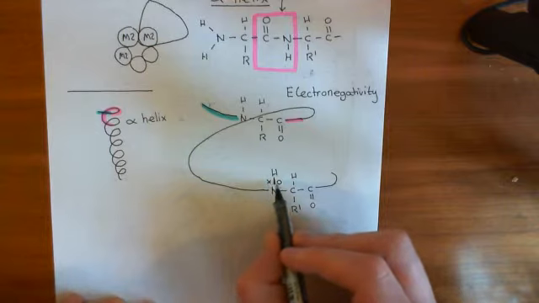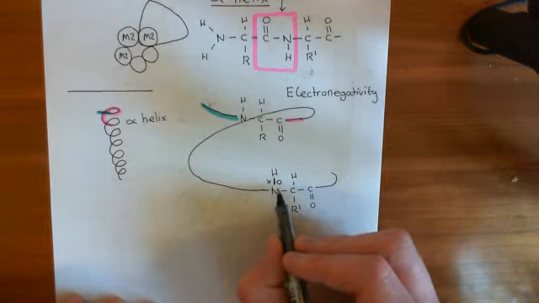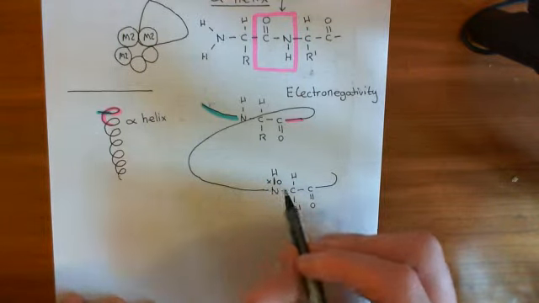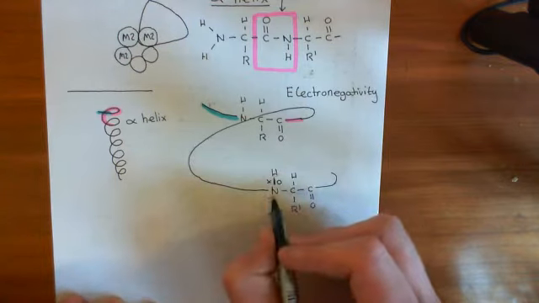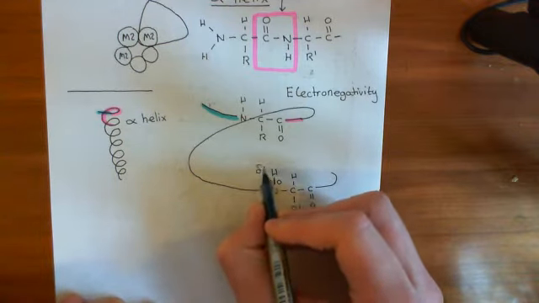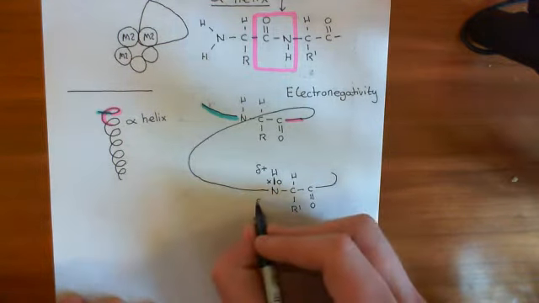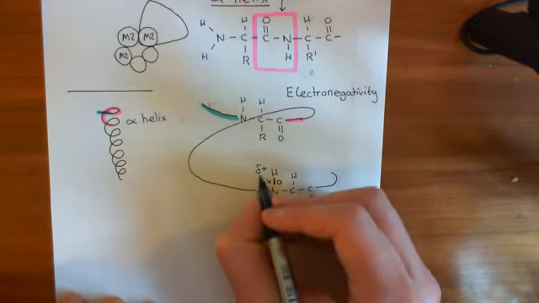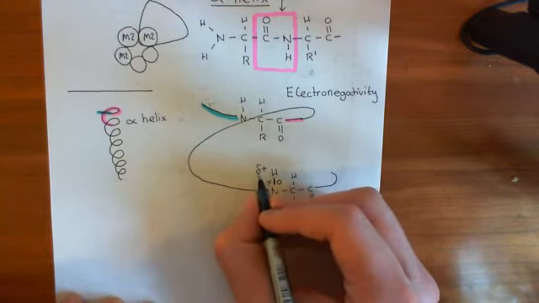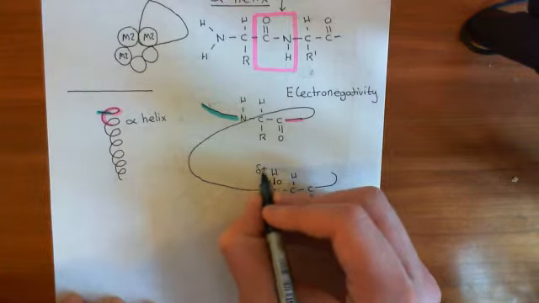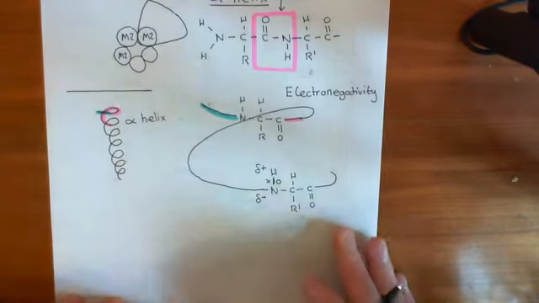So what's going to happen is these electrons are going to be pulled towards the nitrogen. And that's going to mean that this bond becomes polar. The hydrogen becomes slightly positively charged, and the nitrogen becomes slightly negatively charged. This delta means just slightly, a little bit, and then positively or negatively charged.